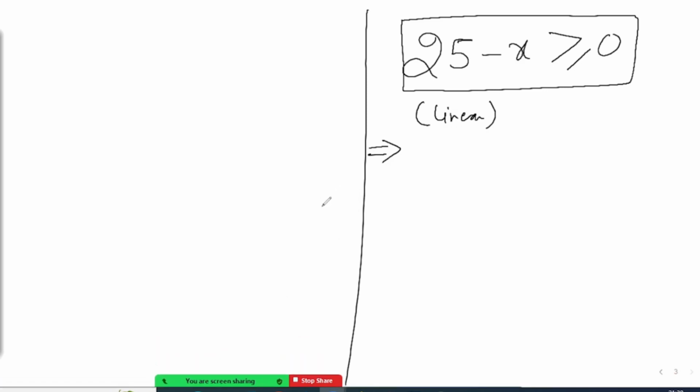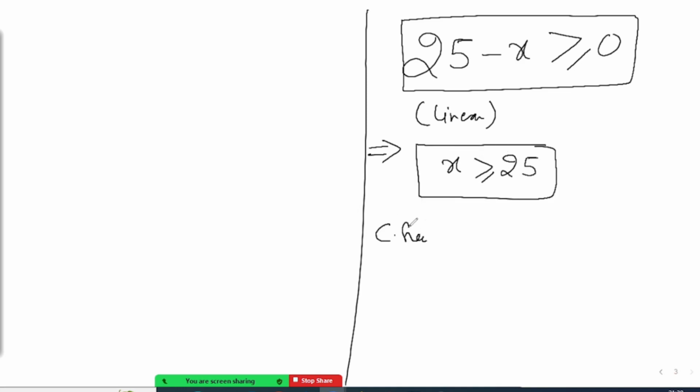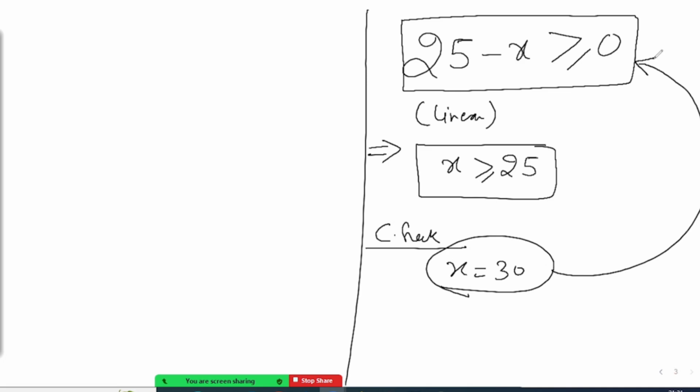Yes, please tell. X is greater than or equal to 25. Okay, let us check. Now check the solution. Can we take x equals 30, right? And it should satisfy this inequality. Please check. Is it satisfying the inequality or not?